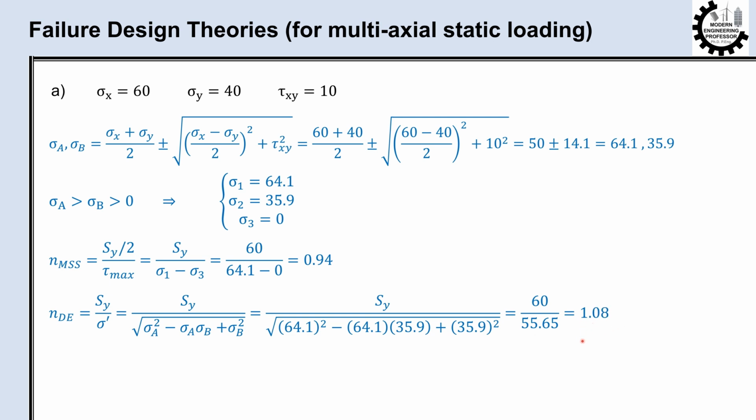This is an interesting case since one theory predicts failure and another one predicts no failure, even though within a small margin. This, however, is not unexpected because the maximum shear stress theory is more conservative and therefore predicts a smaller factor of safety compared to the distortion energy theory.